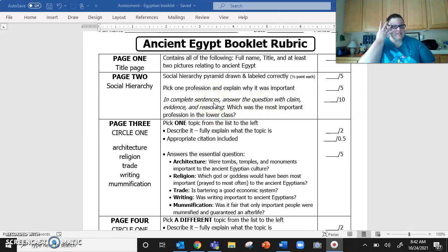Then in complete sentences, you will answer the question below with claim, evidence, and reasoning. Which was the most important profession in the lower class? So for this one, you can pick any profession. For this one, it has to be in the lower class. And that is so important, it's worth 10 points.